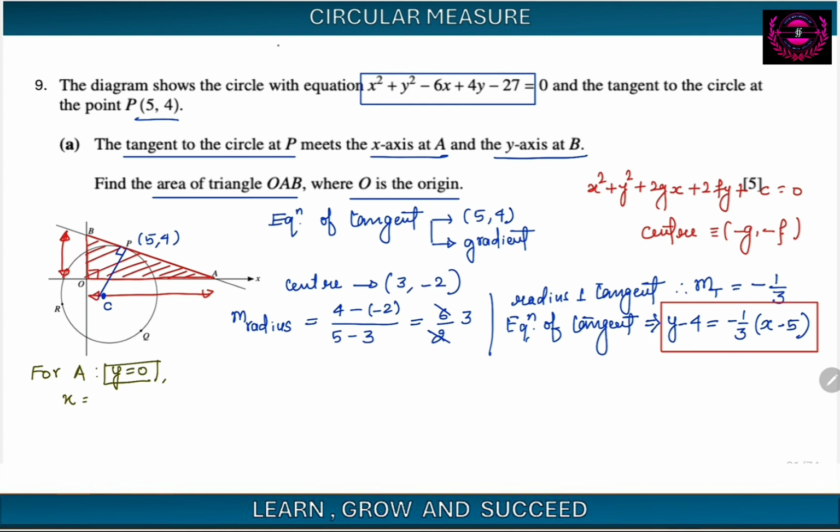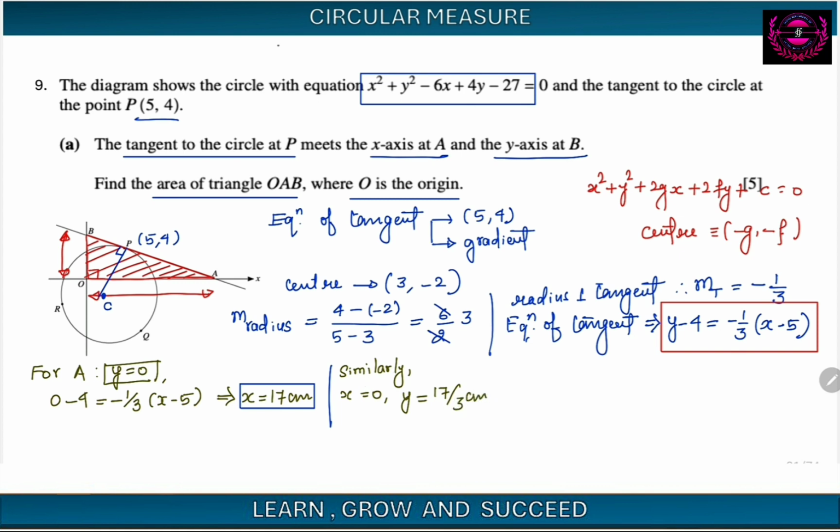Substituting y equals 0, we get, y is 0 minus 4 equals minus 1 by 3 into x minus 5, which gives us x equals 17 centimeters. And similarly, we will get the value of y for x equals 0. Similarly, for x equals 0, we get the value of y to be 17 by 3 centimeters.